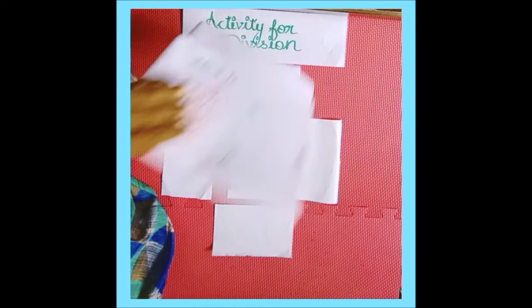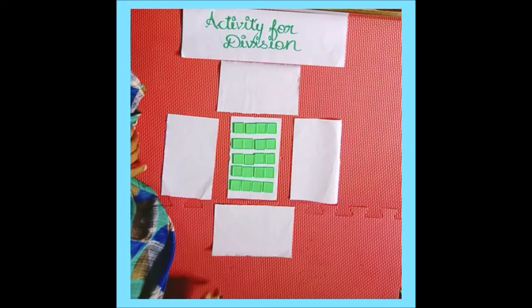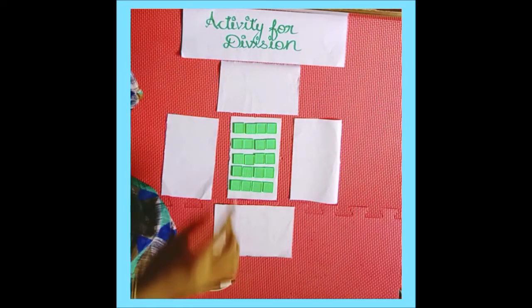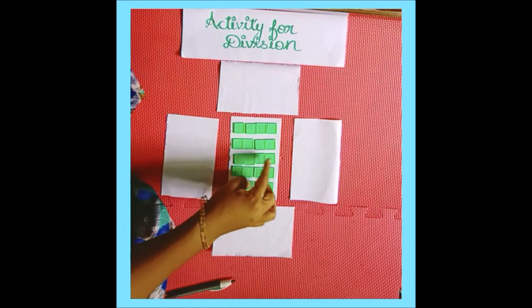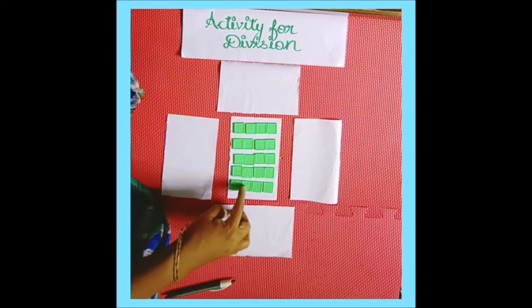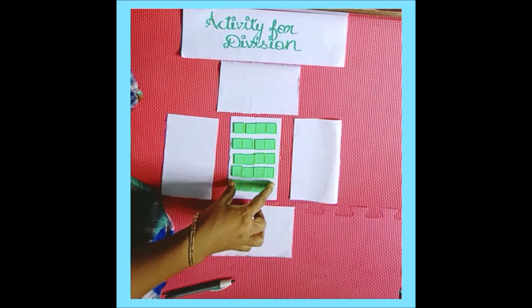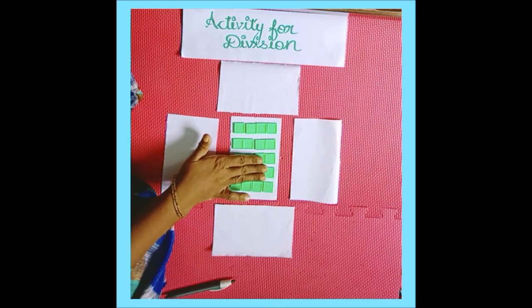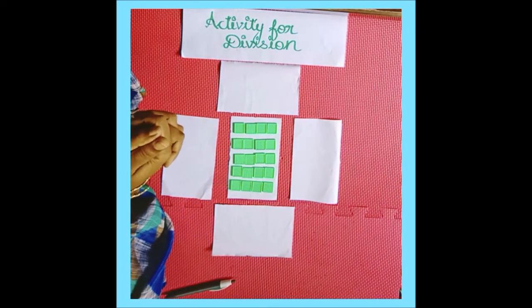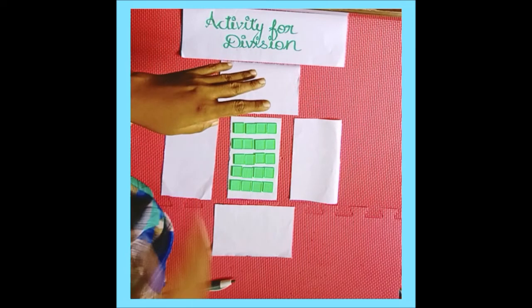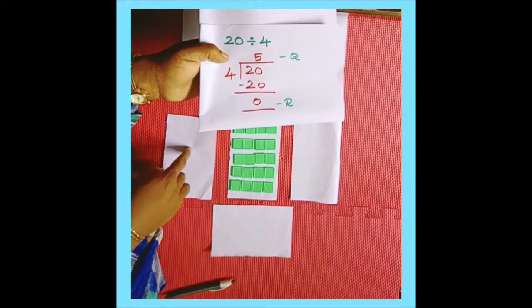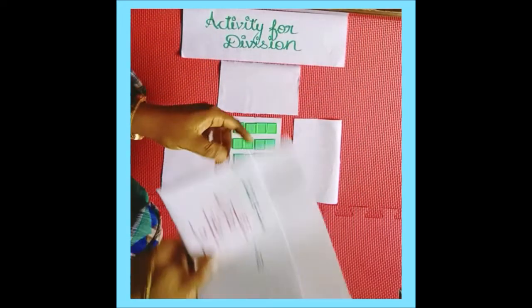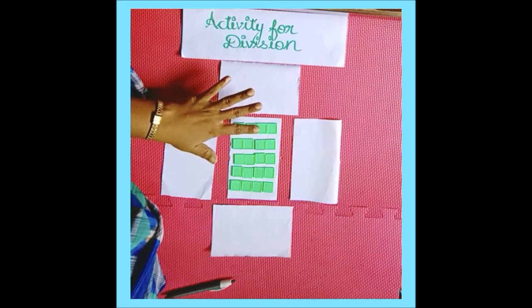Let us do an activity for this. For this you have to take how many coins? Yes, 20 coins. 1, 2, 3, up to 20, we have taken 20 coins. You have to divide these 20 coins into how many equal parts? Yes, 4 equal parts, because our divisor is 4.